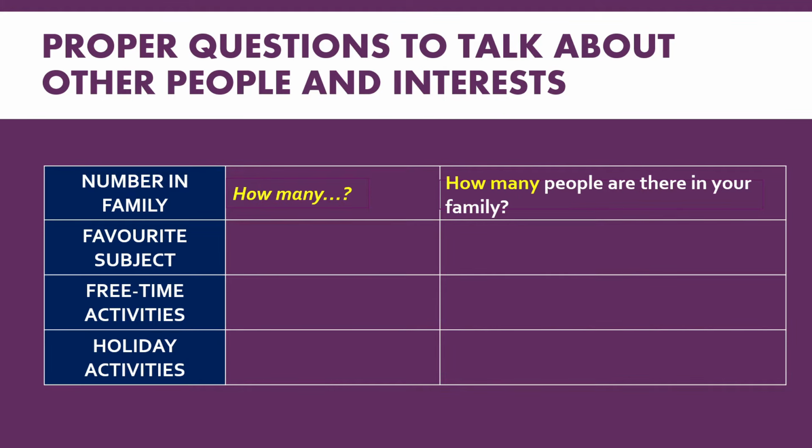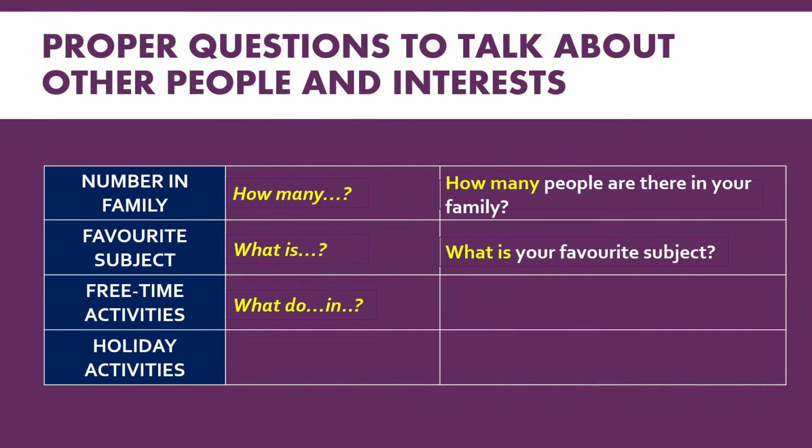Next, moving on to favorite subject. When we want to ask about people's favorite subject, the structure of the question should be what is? And the sample question that we need to do is what is your favorite subject? Next, talking about free time activities, when we want to ask questions, we use this structure. What do in? So an example of this question would be, what do you do in your free time?